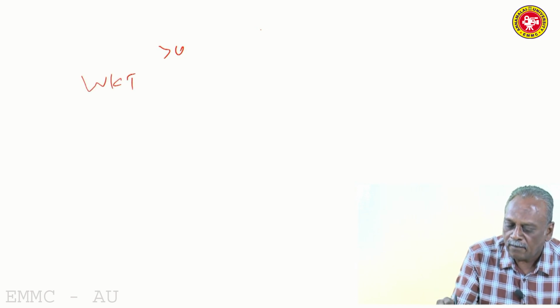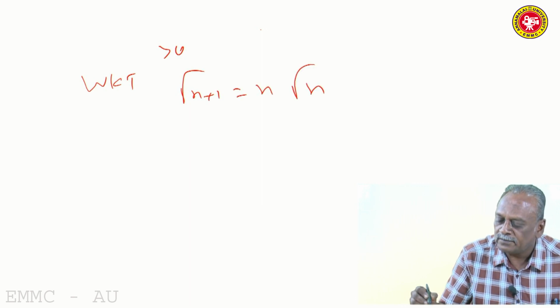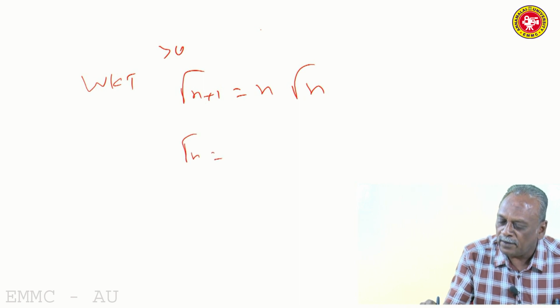This relation holds only when n is greater than 0, otherwise it is not possible. Now we know that gamma n plus 1 equal to n into gamma n. From this we can write gamma n equal to gamma n plus 1 by n.